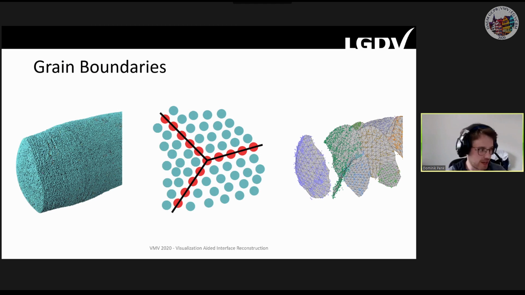As I said, we want to get a complete pipeline going. The first thing is that you have to find out which of the thousands or millions of atoms are actually part of the boundaries.